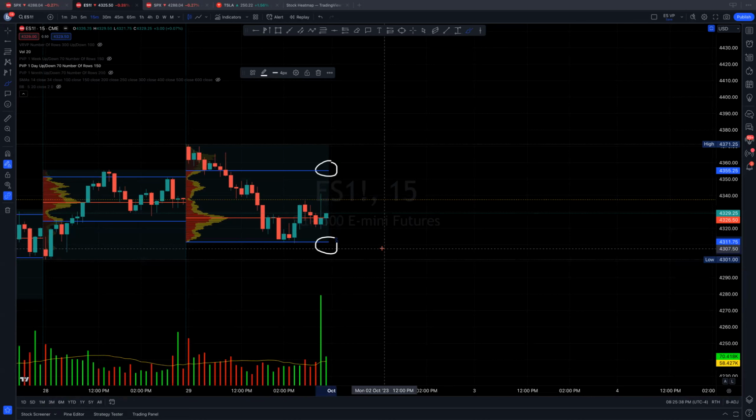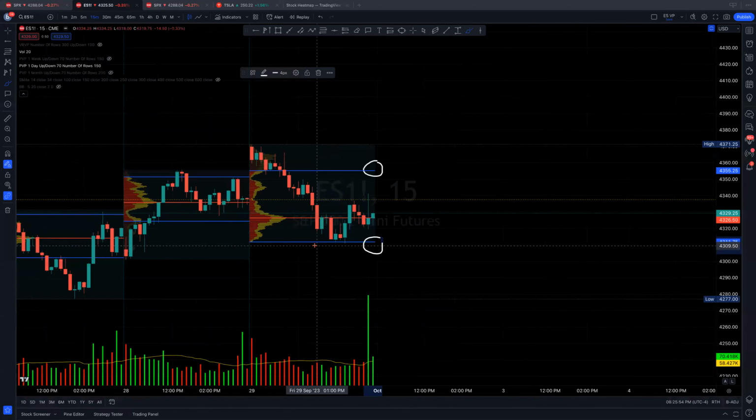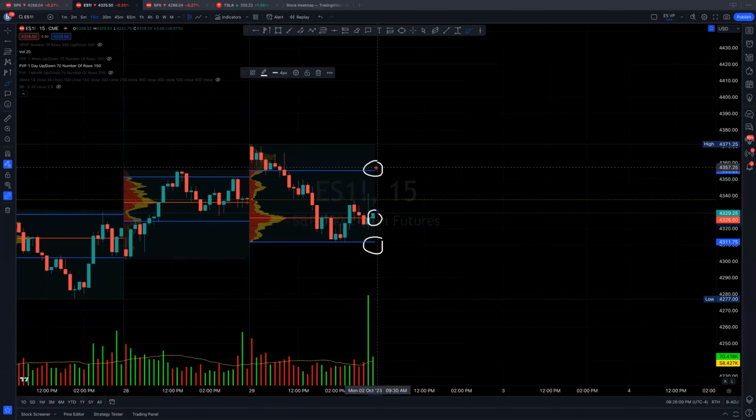Yes, Arthur. But with TOS, it's a bit difficult to navigate the profiles. That's why I don't like using TOS. I'd rather use TradingView. But you'll see the daily profiles on TOS. And here we have the point of control. So value area high, value area low, and point of control.